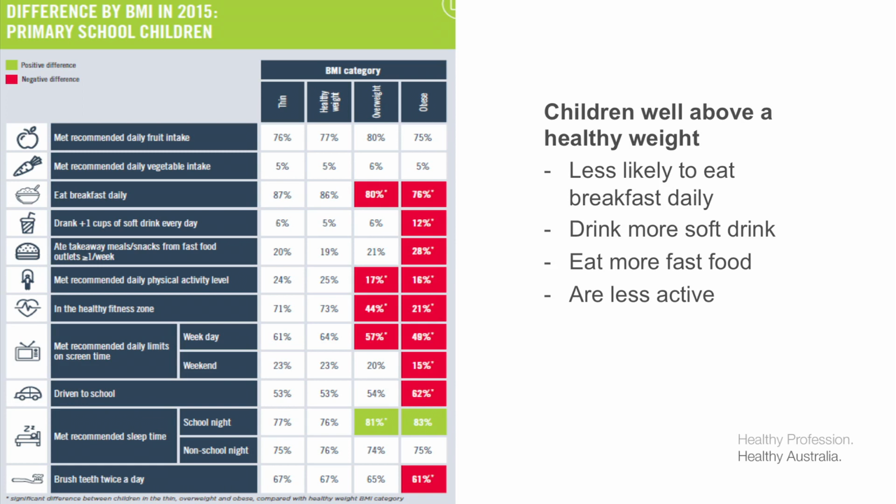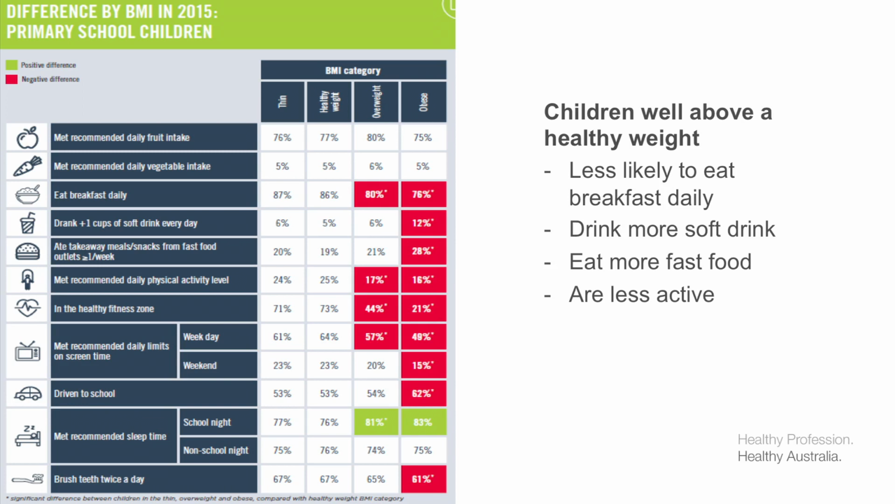Looking at physical activity, children that managed to get into the healthy fitness zone ranked at about 73% in those of a healthy weight status, but it halved to about 44% in those who are overweight and about 21% in those who are well above a healthy weight or obese category. The amount of children meeting the recommendation levels of physical activity was only about 25% in the healthy weight, but it falls to 16% in those well above a healthy weight.